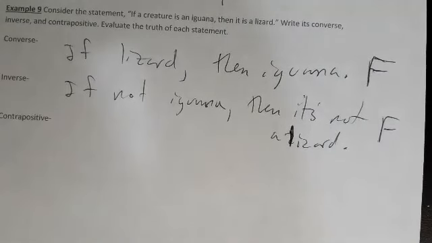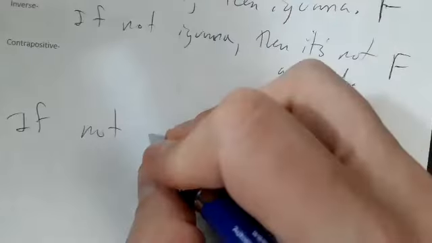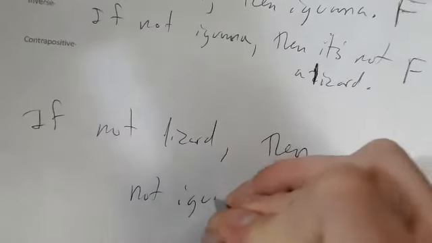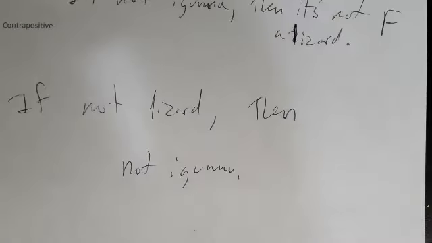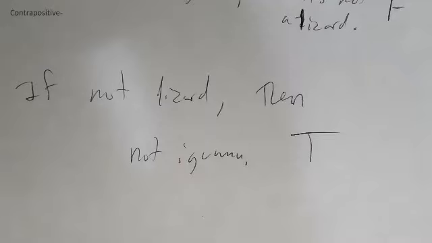The last thing is the contrapositive. We're doing two things: swapping the order and negating things. So if it's not a lizard, so if we don't have a lizard, name something that's not a lizard, then it's definitely not going to be an iguana. So this is also true. This goes back to the original: if it is an iguana, then it is a lizard; if it's not a lizard, then it's not an iguana. And that is the last of these notes.